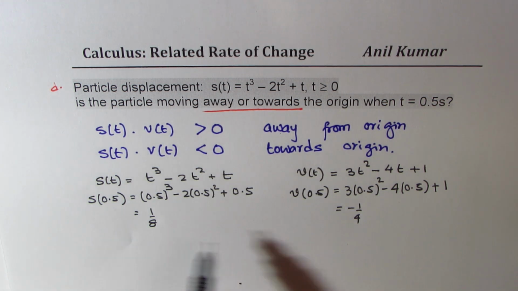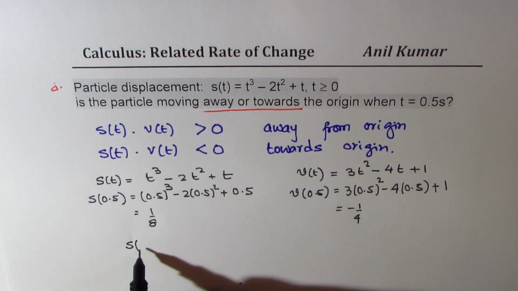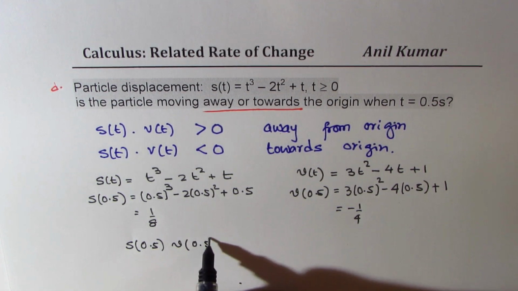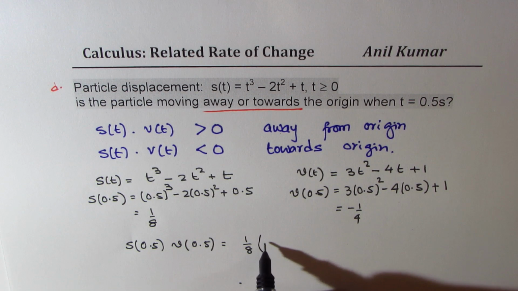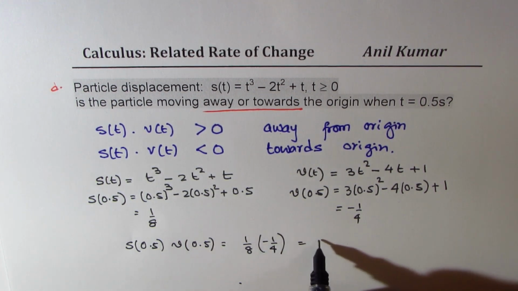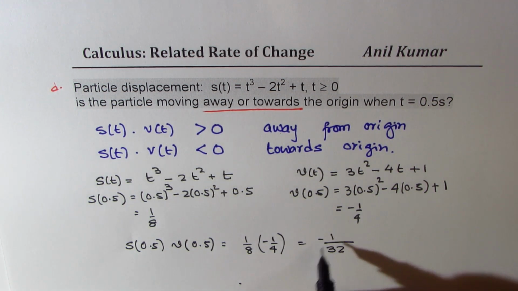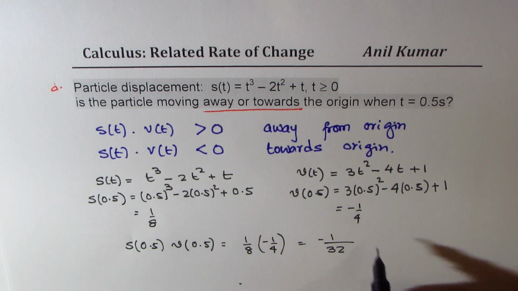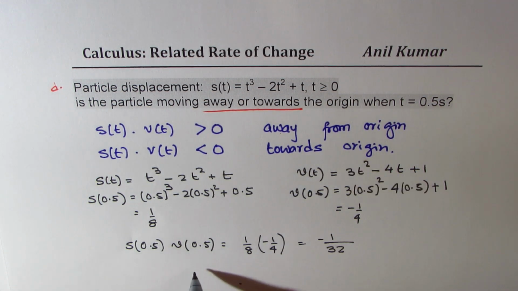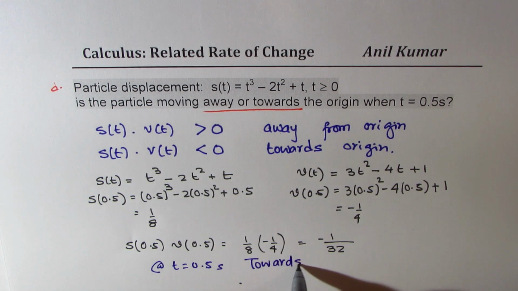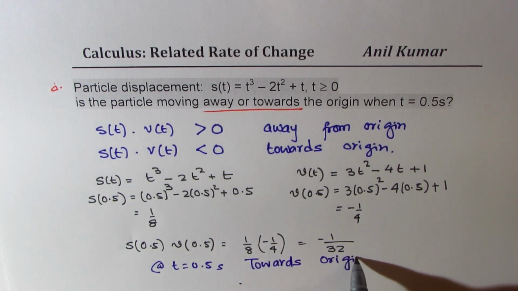Now, if I multiply these two, that is displacement at 0.5 times velocity at 0.5, I get 1/8 times minus 1/4. So definitely it's a negative thing, right? Order doesn't matter. Since it is negative, we say it is moving towards the origin. So at t equals 0.5 seconds, it is moving towards the origin, right? I hope that part is absolutely clear.